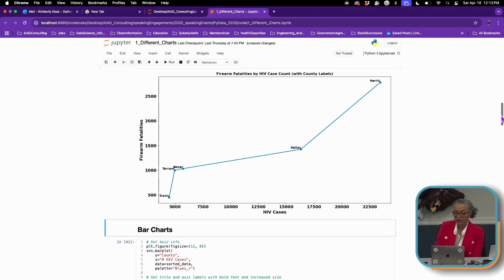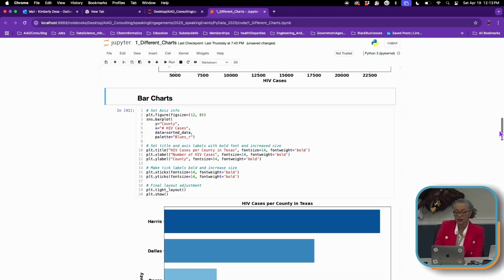Okay, now we're going to go on to bar charts. So again, what I decided to do for this presentation was to include visualizations that are simple, that are easy, that you can communicate to stakeholders and they'll get just the gist of what you're trying to communicate in terms of health disparities. So next we're going to do bar charts.